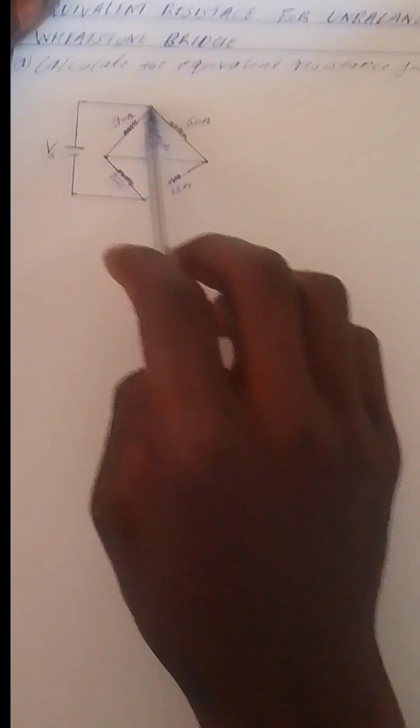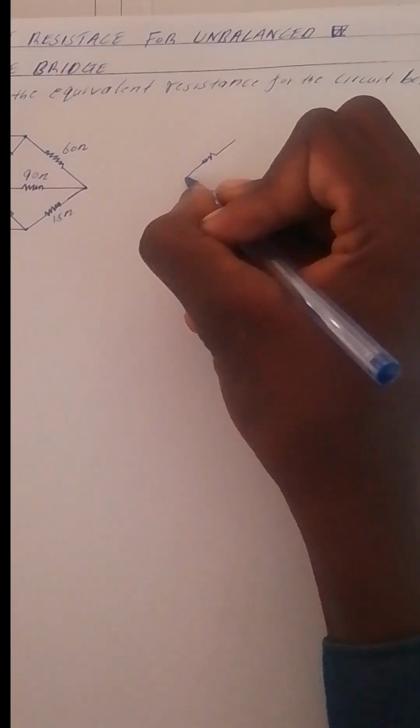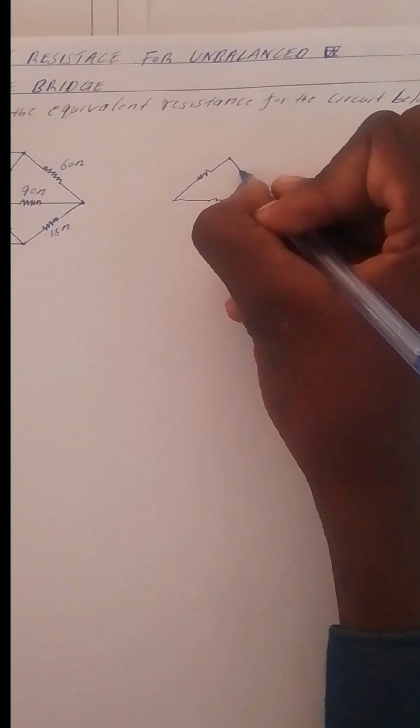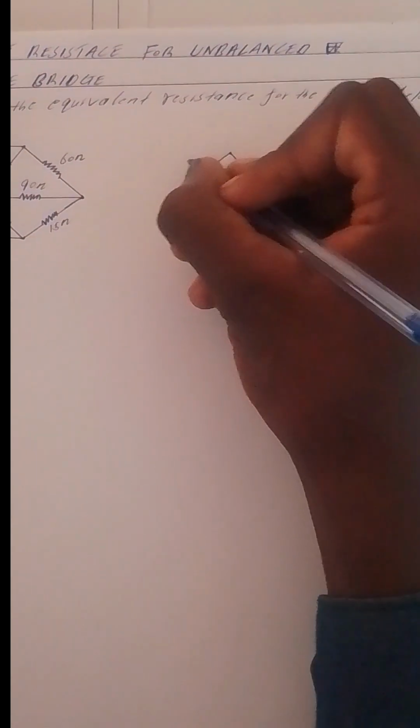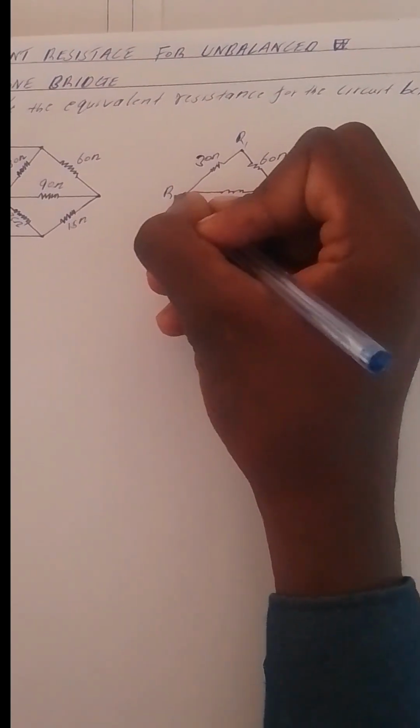So to solve this, let's start with this upper loop here. Let's solve it, then we introduce the remaining two. Starting with the upper loop, we have 30 ohms, then 90 ohms running this way, then 60 ohms running this way. So let's name this node R1, this side R2, and this other side R3.